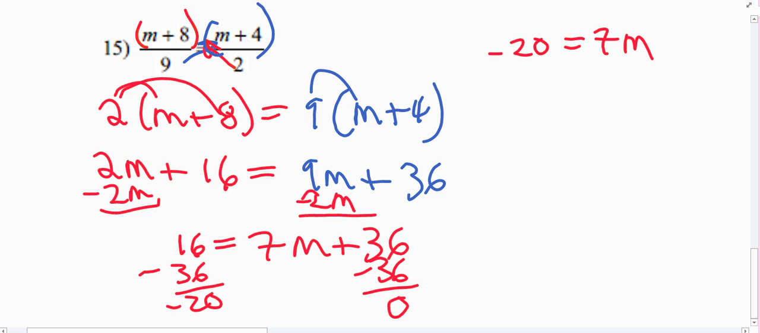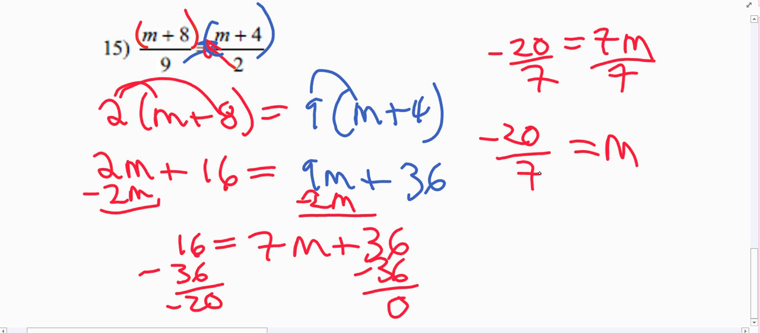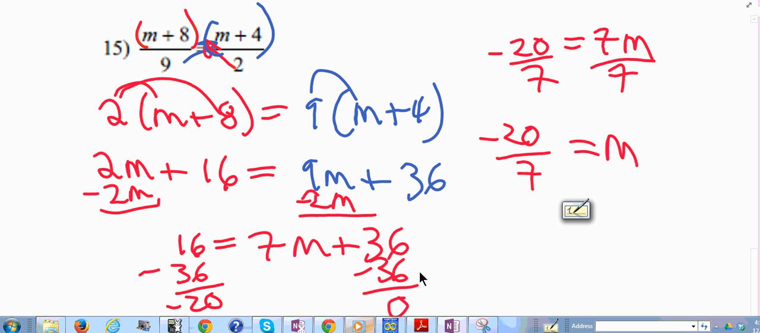Alright. Last step and we'll be done with this. Divide by 7, and m is equal to negative 20 over 7. Okay, now finish the rest of the worksheet on your own, and best of luck to you.